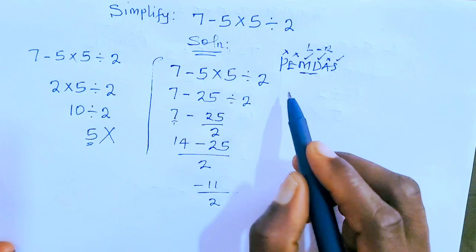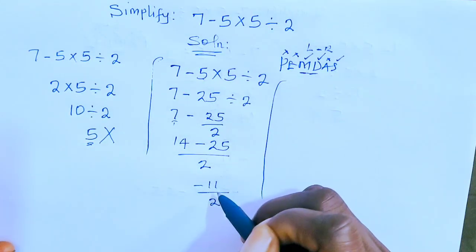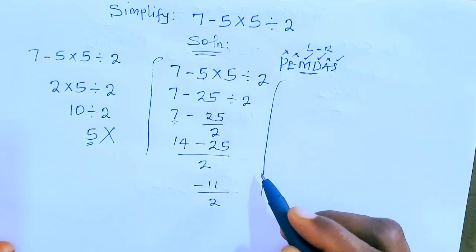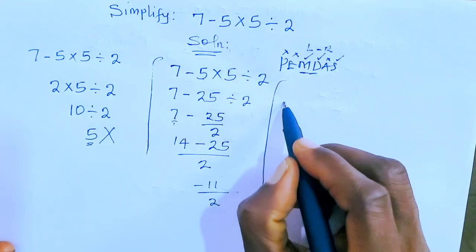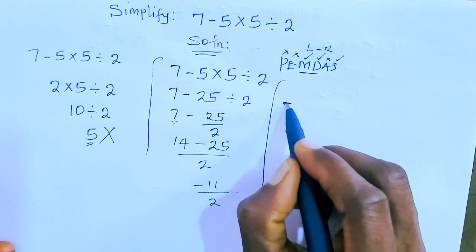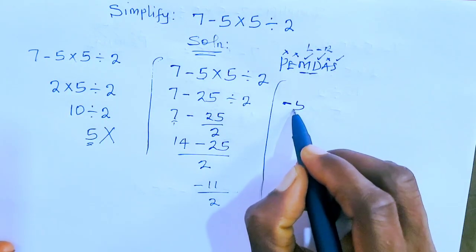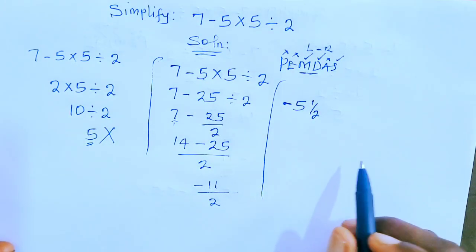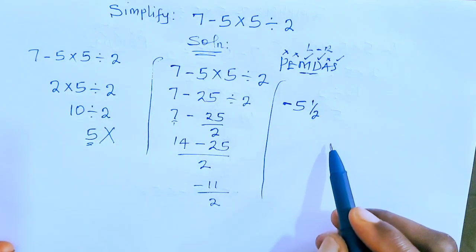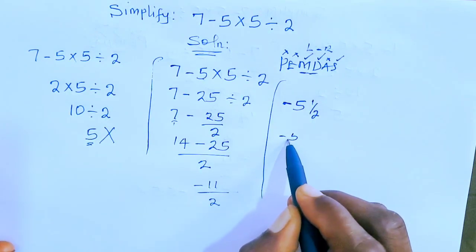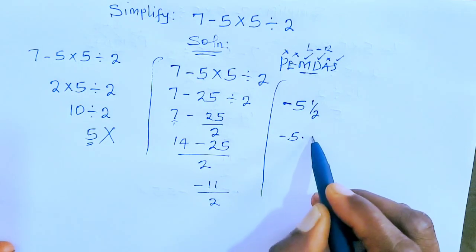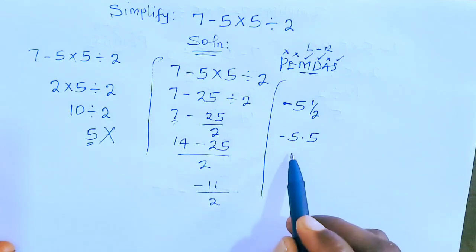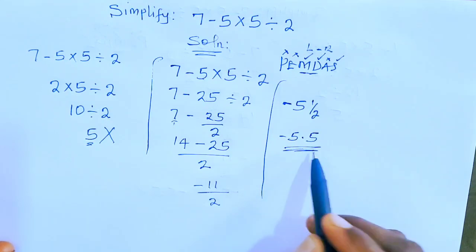And right here, this is an improper fraction, so we are going to take this to a mixed fraction or decimal, and you're going to have minus 5 and 1 over 2 in mixed fraction. You can also take this to decimal, and we're going to have minus 5.5. And this is the correct answer to this expression right here.